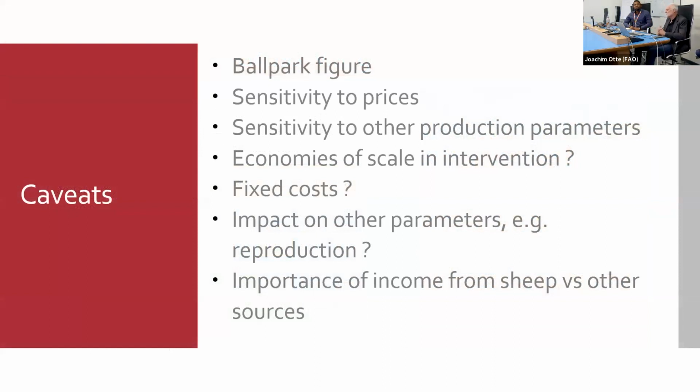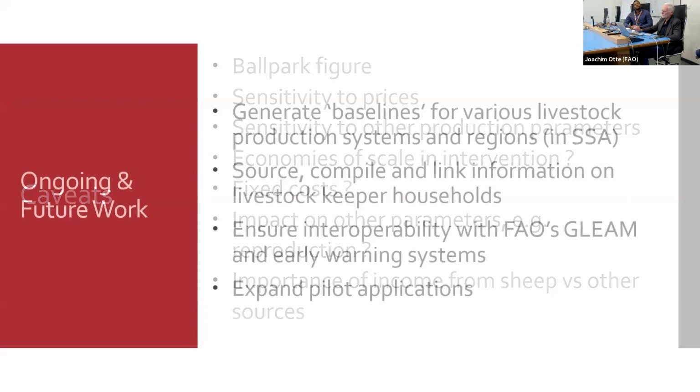So coming to the caveats, we are totally aware that this is a ballpark figure, that it is very sensitive to prices, and that it's sensitive to other parameters. If you have these interventions, you may have economies of scale, there may be fixed costs. But then again, if you, let's say, reduce young stock mortality by feed interventions, you may improve other parameters as well. And then, of course, it's always important: how much do these sheep actually mean to the farmer? What proportion of the farmer's income do they represent, to see whether he would be interested in doing anything?